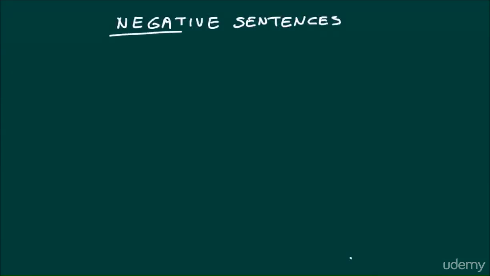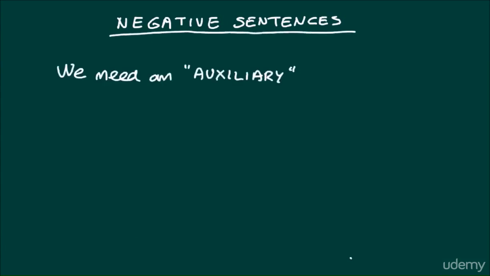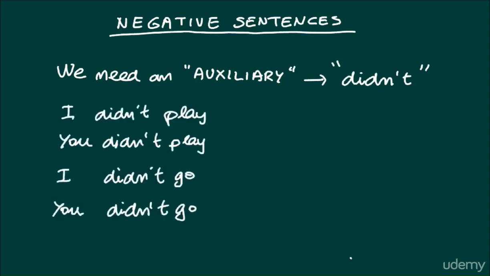Now let's look at the negative sentences. To create a negative sentence, we need an auxiliary that in the past simple is the word didn't for all subjects. Look at the examples. I didn't play. You didn't play. I didn't go. You didn't go. The auxiliary didn't goes before the verb, and it is the same for all subjects.